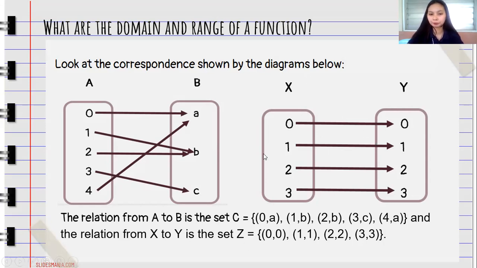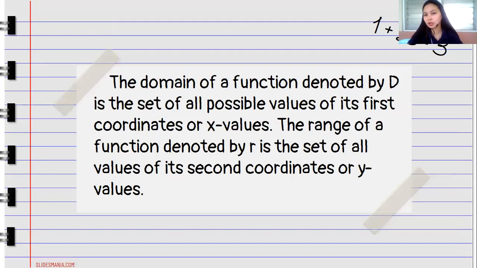Okay? So, ayan. So, the domain of a function denoted by D is the set of all possible values of its first coordinates or x values. The range of a function denoted by R is the set of all values of its second coordinates or y values po. When we say domain and range po, pag domain po, those are the x values. Pag sinabing range, those are the y values naman po. Okay? Again, domain X po siya, range Y naman po. Okay? Para hindi tayo malito.